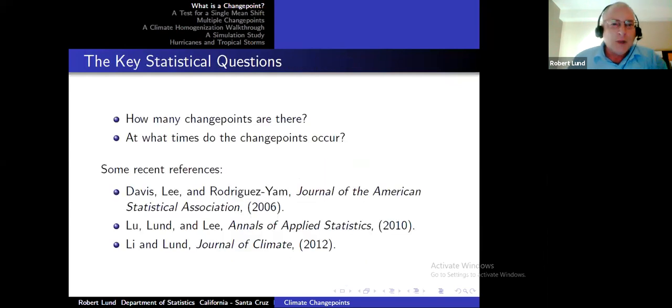Okay. The key statistical question that this talk seeks to address is that we look at a record retrospectively. There is a field of sequential change points where, for instance, if you annually screen for, say, prostate cancer, could you detect any changes as quickly as possible? We look at records in retrospect, and what we like to do is identify how many change points there are and at what times the change points occur.